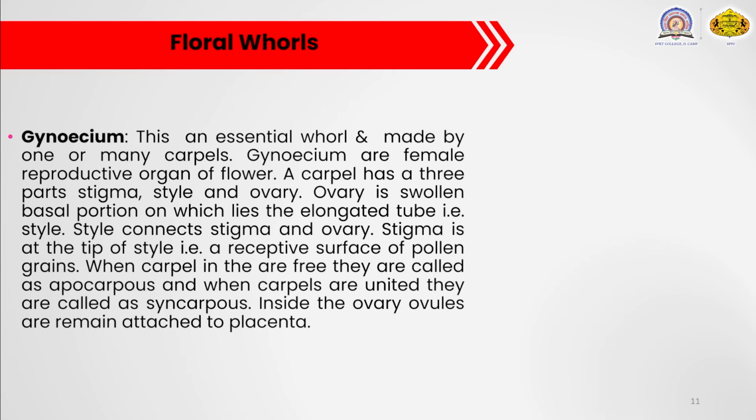When pollen grains are dusted on the surface of the stigma, the pollen grains germinate there. The germ or pollen tube is developed, and that pollen tube grows through the style and reaches the ovary. So, the stigma is a receptive center for the pollen grains. Inside the ovary, the ovules remain attached to the placenta. In this way, the typical flower has four floral parts: calyx, corolla, androecium and gynoecium.